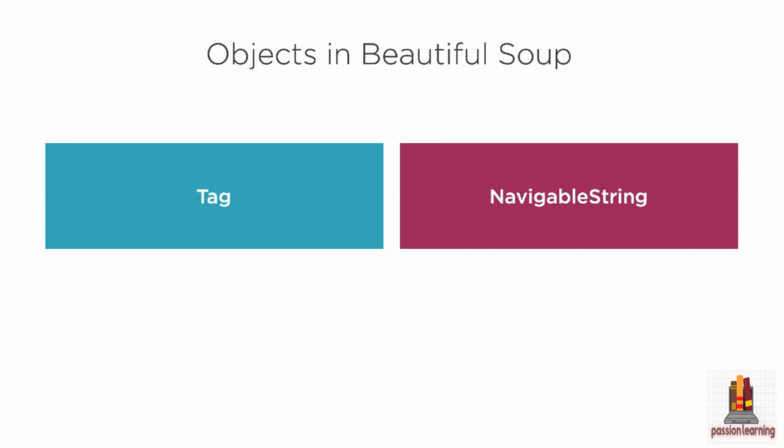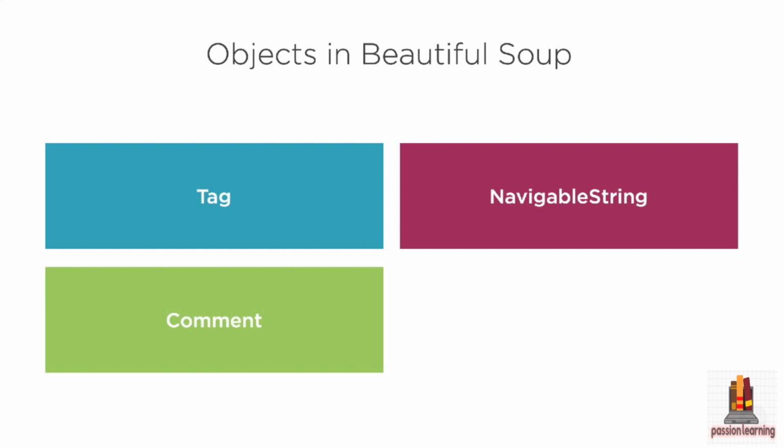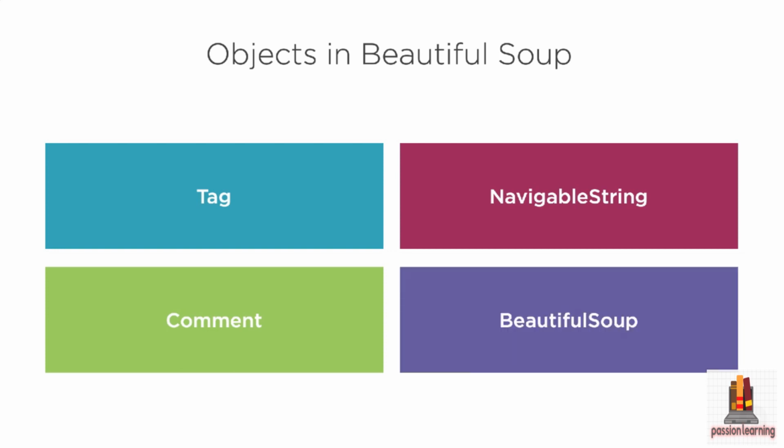The text within a tag is stored as a navigable string in BeautifulSoup. BeautifulSoup also allows you to access the comments in a web page. These comments are stored as a comment object, which is also basically a navigable string. The BeautifulSoup object is used to represent the document as a whole. Since it is not an actual tag, it does not have any name or attributes.